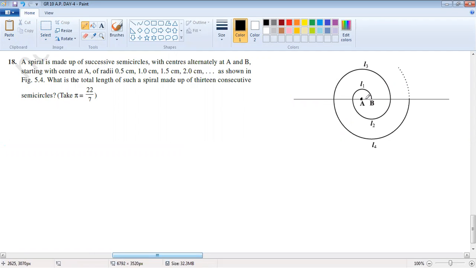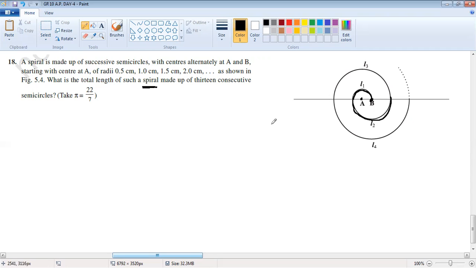When the center is A, the length will be L1. Then when the center is B, it will be L2. Similarly, it will go on to C, D, and so on, with radii 0.5 centimeter, 1 centimeter, 1.5, 2 centimeter, as shown in the figure. What is the total length of the spiral?